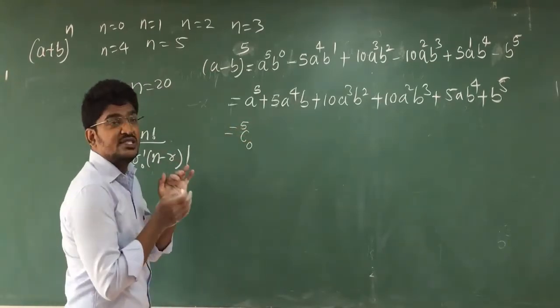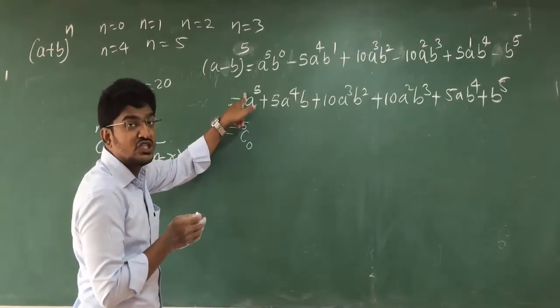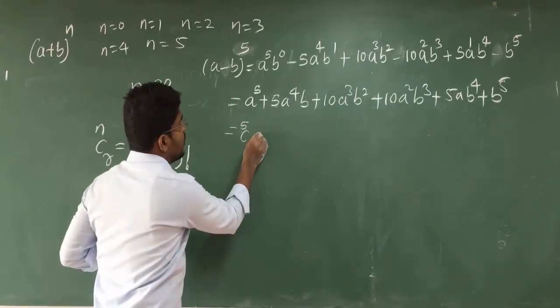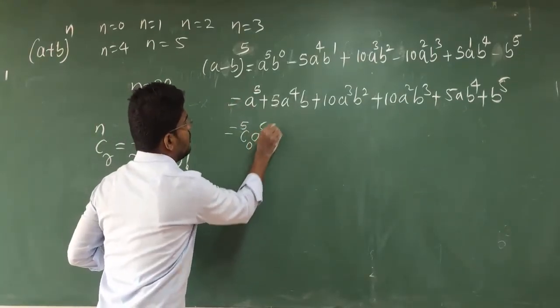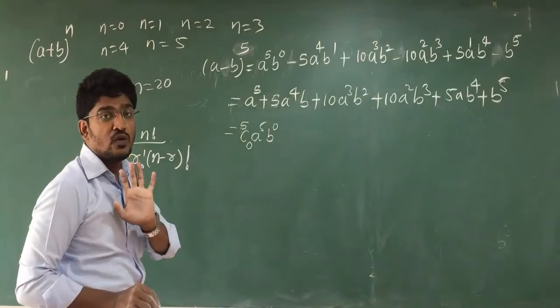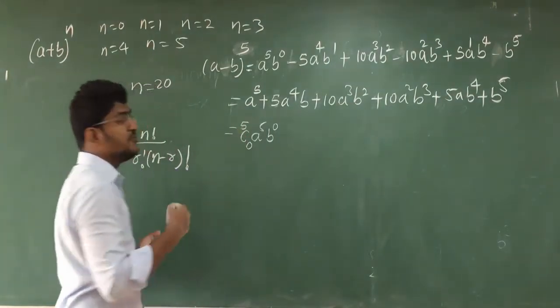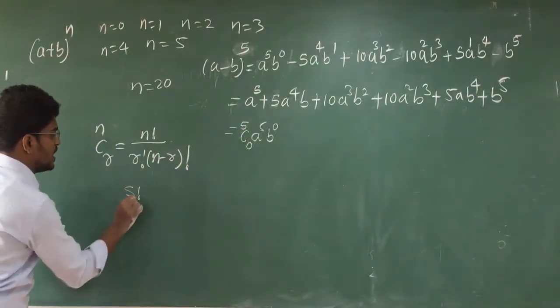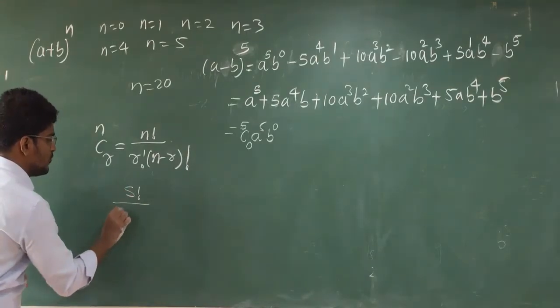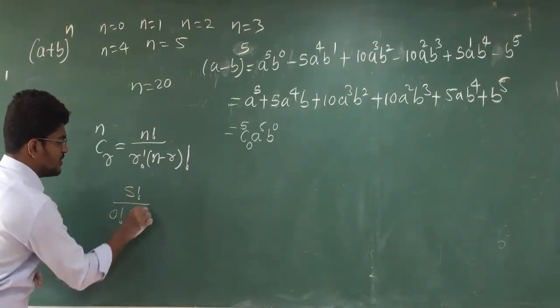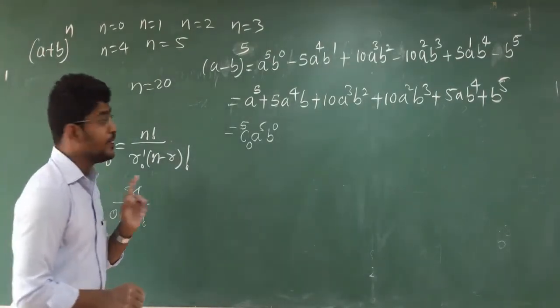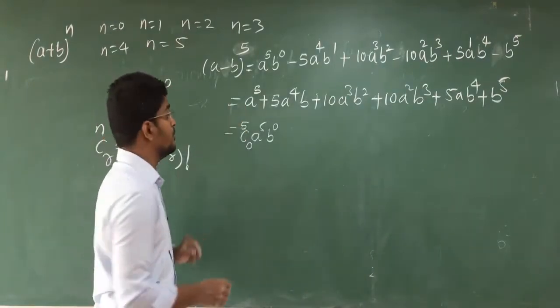5C0 because it is the 0th term. Clear? 5C0 a to the power of 5 b to the power of 0. If you calculate 5C0, it is 5 factorial divided by 0 factorial times (5 minus 0) factorial, which is 5 factorial. Cancel it, and you will get 1. So you will get 1 here, no problem.